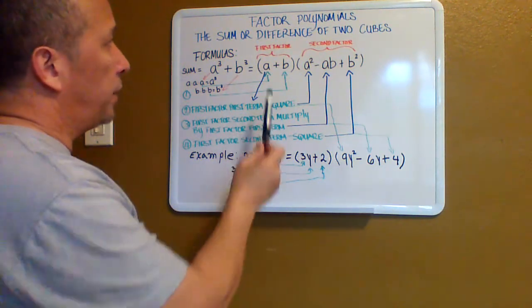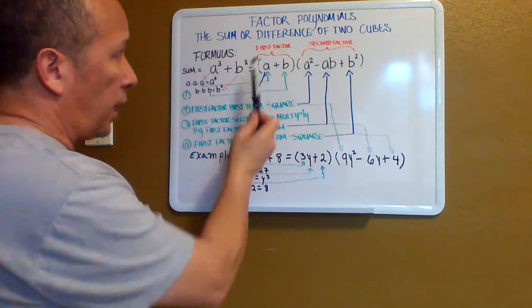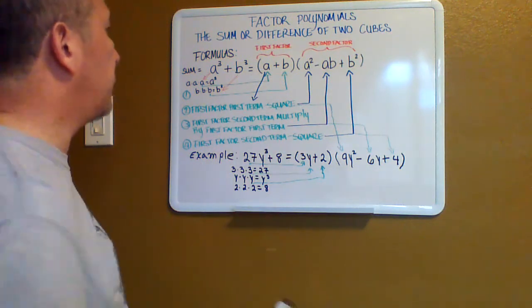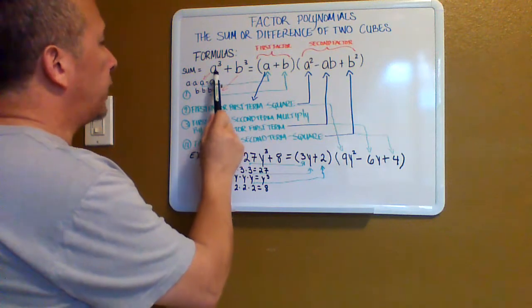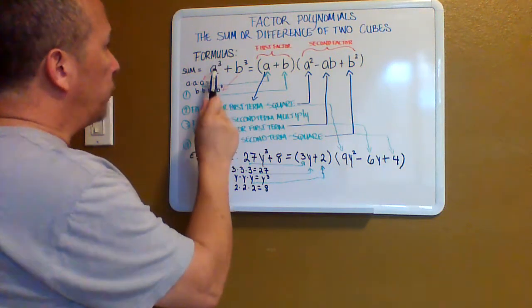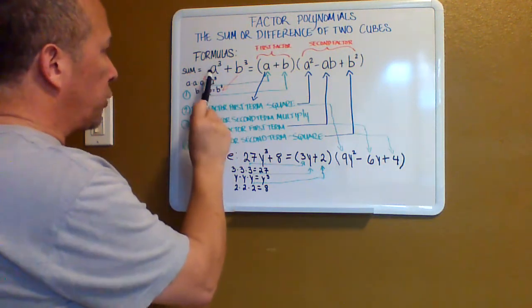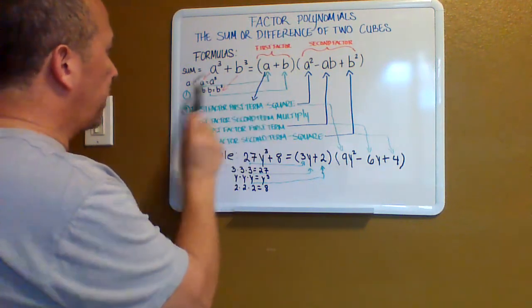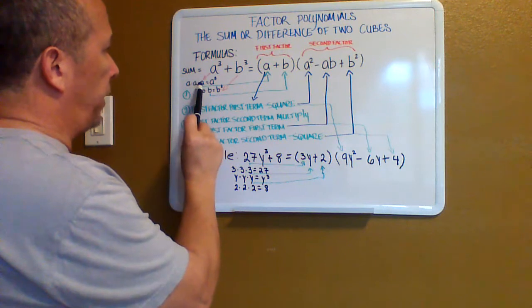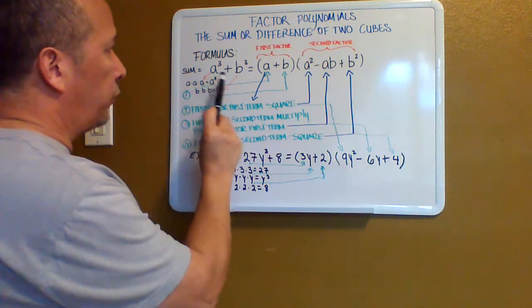Our first step is to get our first factor. How do we get our first factor? The first step is to get the cube root of the first term. The cube root of a to the third is a, because a times a times a equals a to the third.